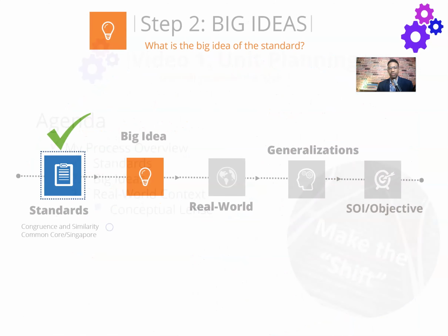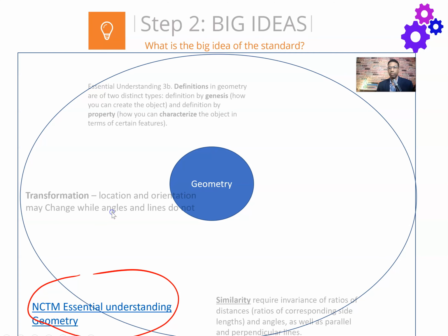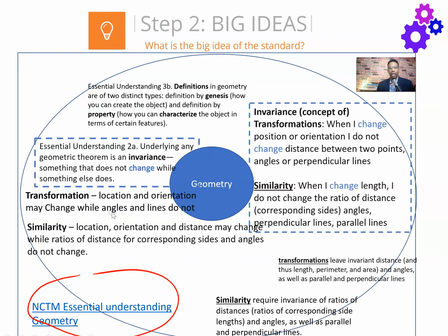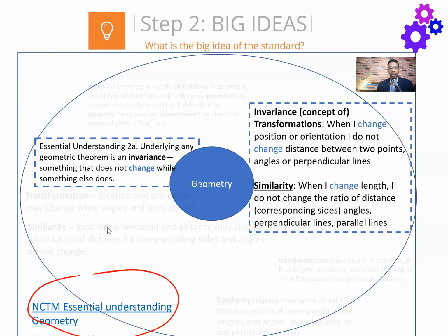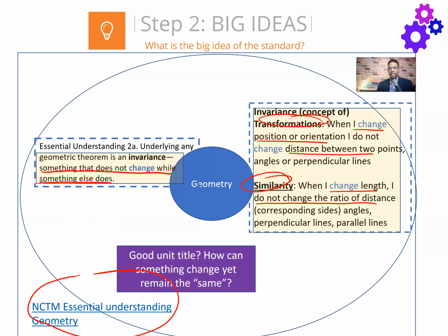Now, what are the big ideas, or what is the big idea behind the standards? Well, in this case, I used a different source, National Council of Teachers of Mathematics. They run a series. And I came up with some potential big ideas. But what really grabbed me was this idea of invariance, something that does not change while something else does. Also, thought it was a pretty good idea for a unit title. How can something change, yet something remain the same?